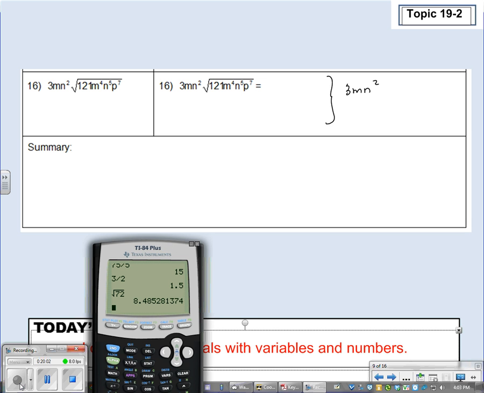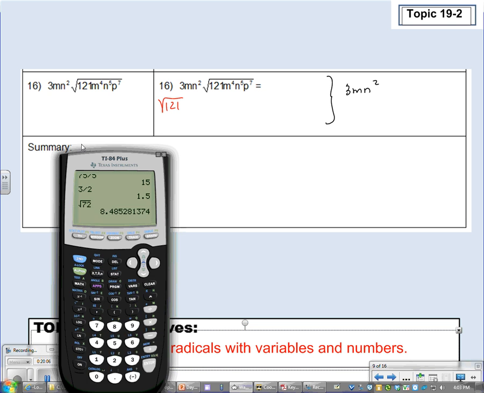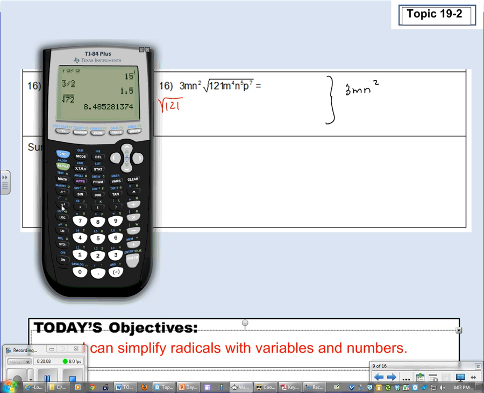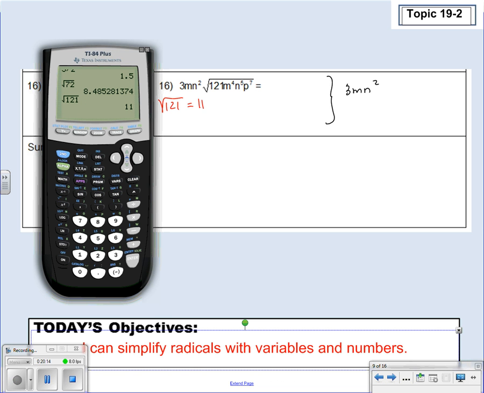So let's break down the number. We have the square root of 121. Again, using the calculator because it's the first thing we're going to try. Take the square root, 121, and it equals 11. That is a perfect square. Now we're going to break down our variables.